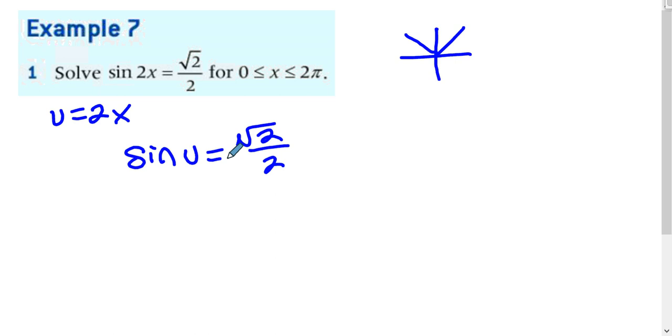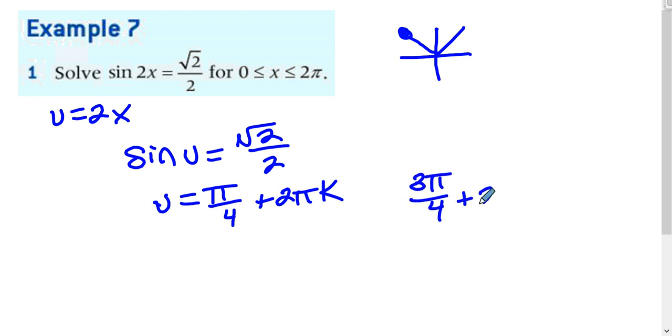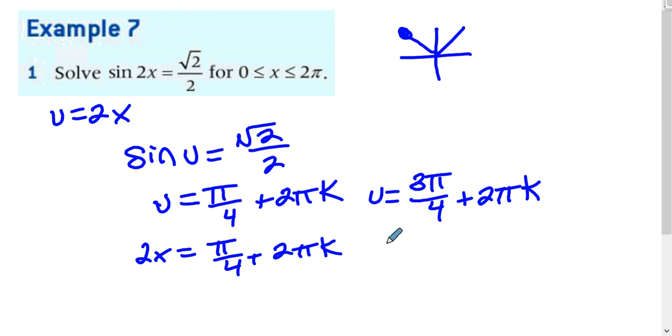So the sine of what angle is the square root of 2 over 2? So that's at pi over 4 plus 2 pi k. And then it again happens over here, which is at 3 pi over 4 plus 2 pi k. But that's u values. Those are u's. So now I go back to my 2x and I set my 2x equal in there. And I do the same thing on the right one, 2x.